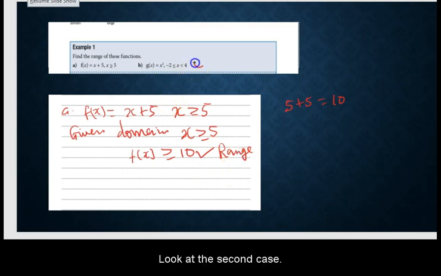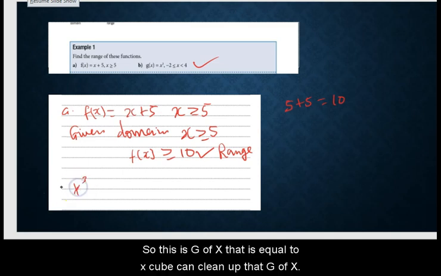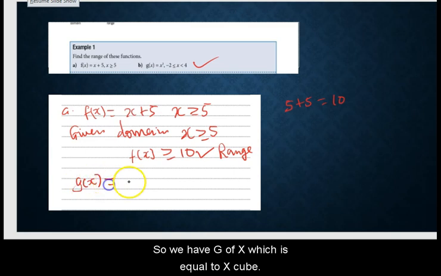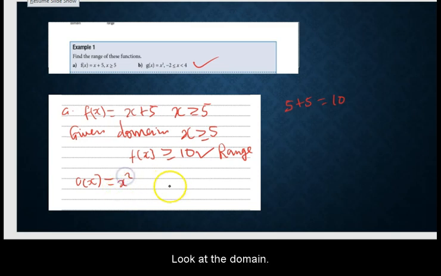Look at the second case. You have x cubed, g of x. So this is g of x that is equal to x cubed. We can clean up that. So we have g of x, which is equal to x cubed. Look at the domain.